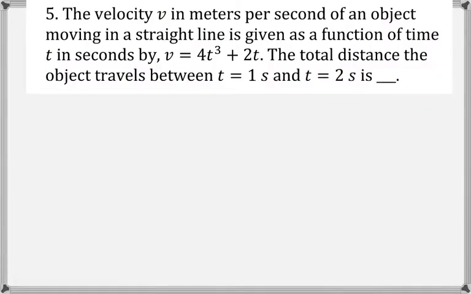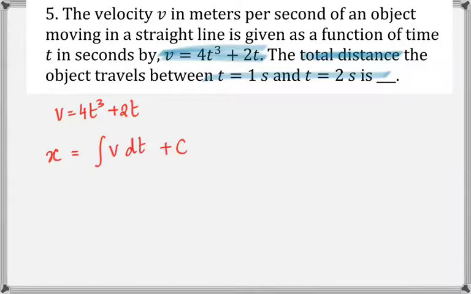Now let's solve one problem based on integral. Here we have been given the velocity function and it is asking for the total distance which the object travels between 1 second and 2 seconds. So we do the integral because we know that to find the position we have to do the integral of the velocity. So the position function will be the integral of v dt plus c, where c is a constant.